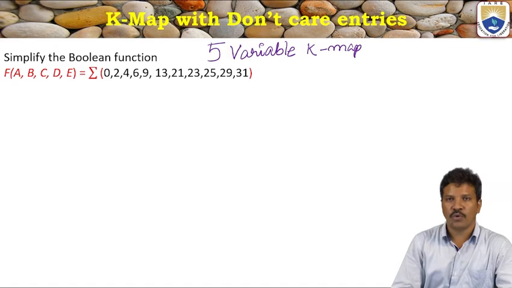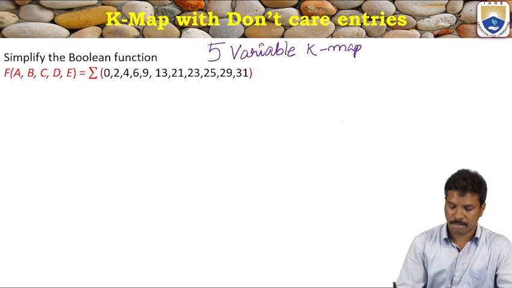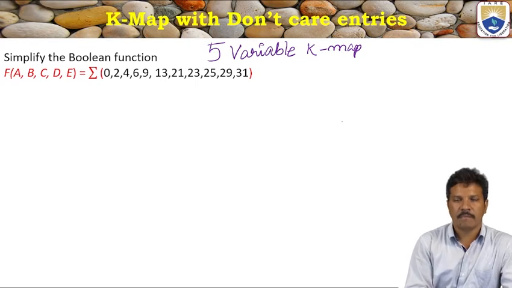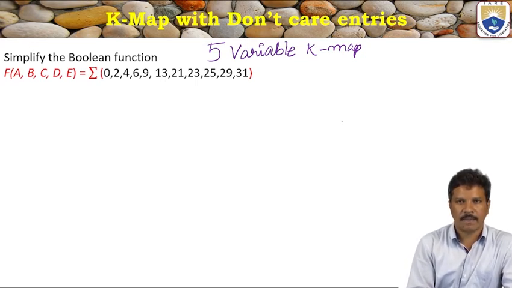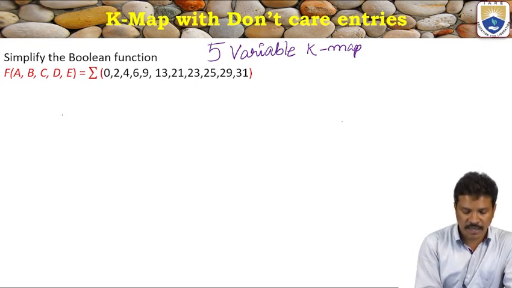So let us see now how to find the 5 variable K-map by taking the 4 variable K-maps. Let us take two 4 variable K-maps. I am taking two 4 variable K-maps.